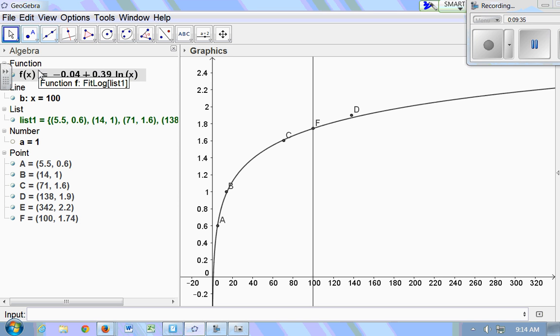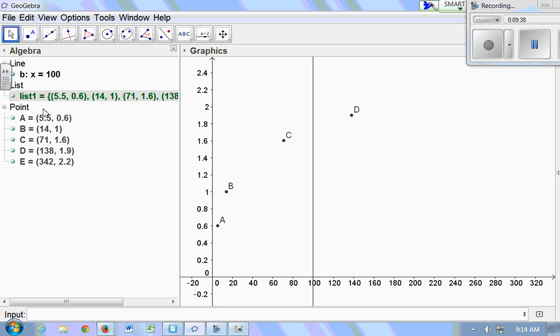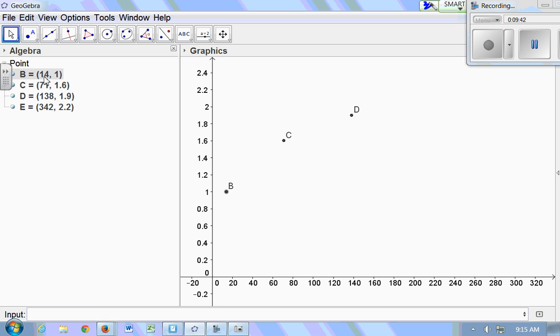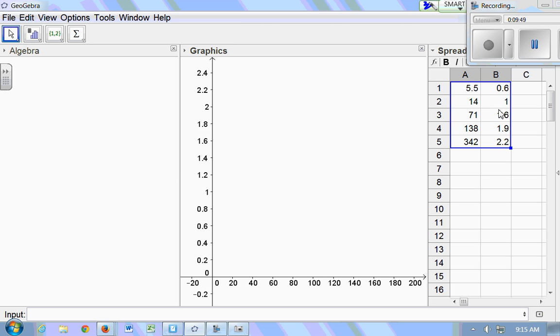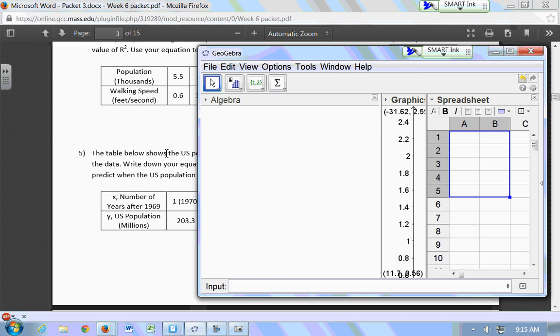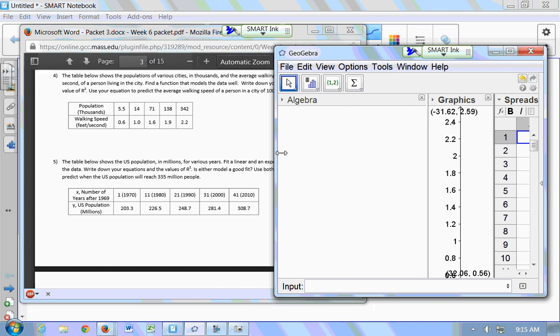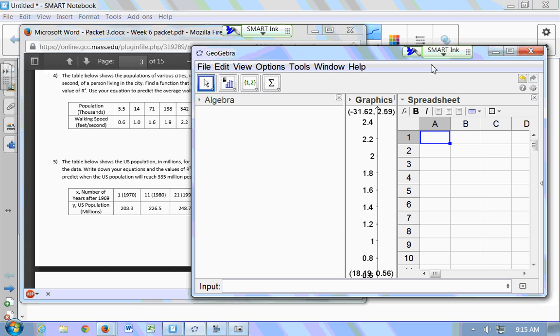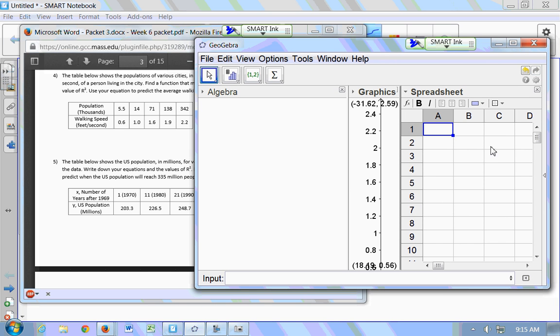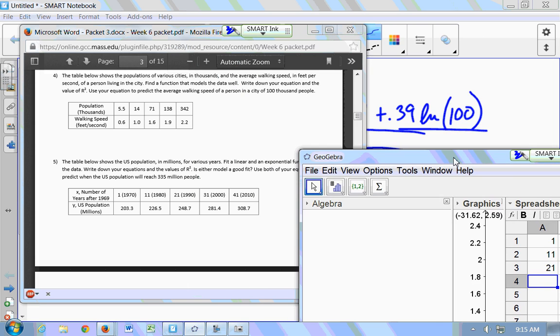Okay, so let's follow the same procedure as we did before. So I need the spreadsheet. And I'm going to put the data in there. 1, 11, 21, 31, 41.